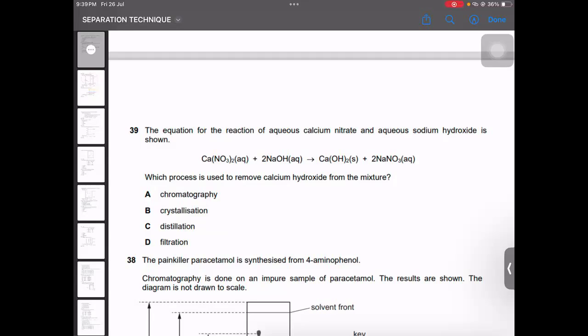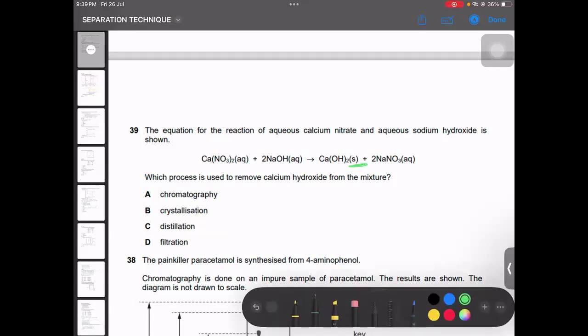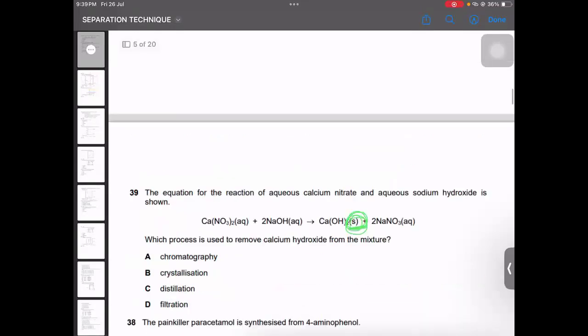B for ball. Crystallization. No, filtration. They are asking how to remove solid. Calcium hydroxide is solid. Look at this, this is solid. You are supposed to remove solid, so filtration is correct. Exactly.